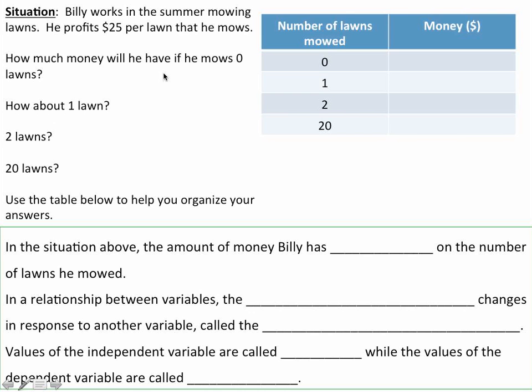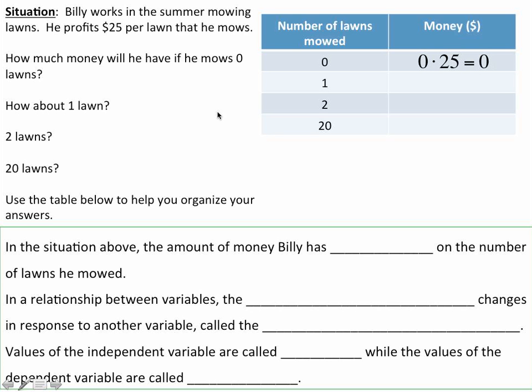All right. So let's take a look at a table. We'll start plugging them in the table. So number of lawns here, money. The money depends on the lawns. So this is my independent variable. This is my dependent variable. 0 lawns tells me $0. 0 times how much I get paid is still 0.